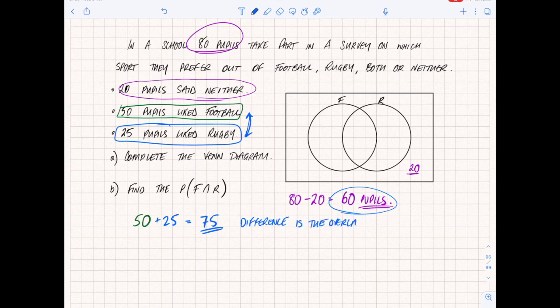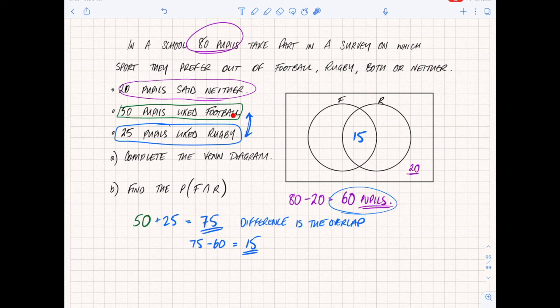So what I mean by that is the difference between 60 and 75. So you're doing the 75 minus the 60, which gives you 15. That means 15 sits in the middle of your Venn diagram. So let's just quickly recap what I've done. 80 pupils in total. You take away the 20 because we already know that 20 definitely don't like either. Therefore, there's 60 pupils left that I've got to deal with.